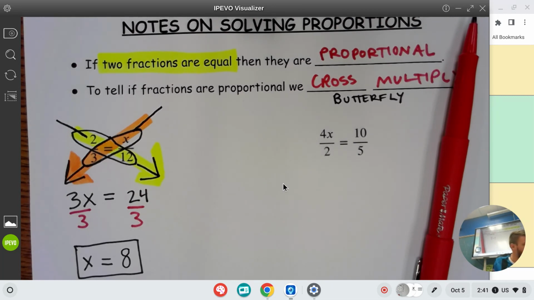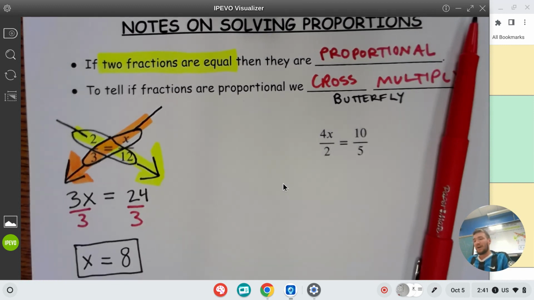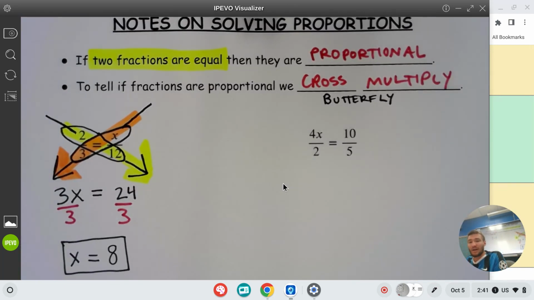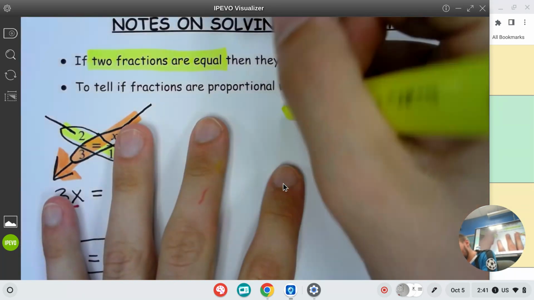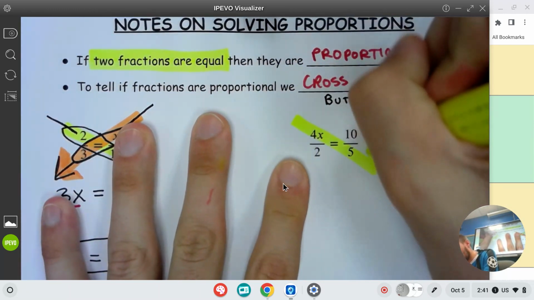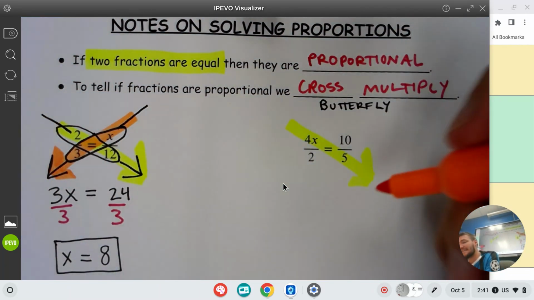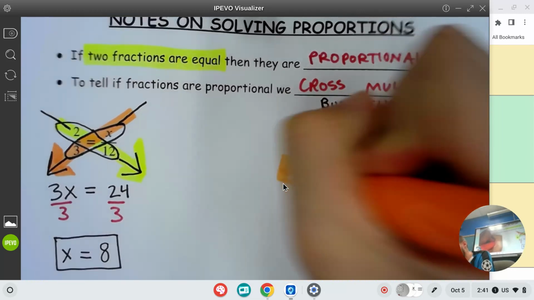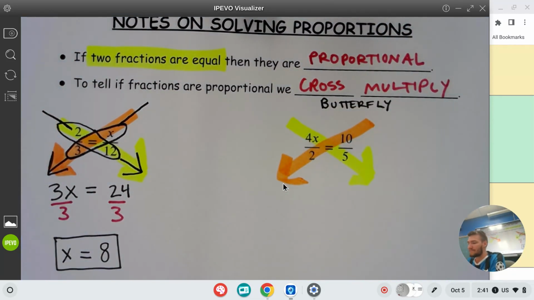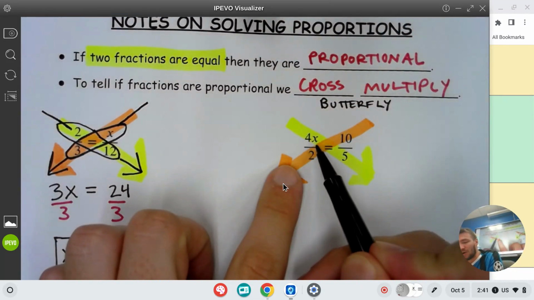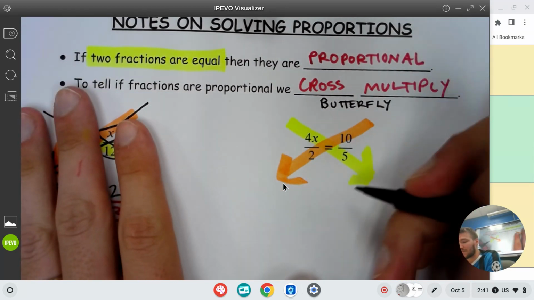Come on. All right, moving on to number 2. It does not get more complicated. That's it, right? Diagonally multiply these two things, and diagonally multiply these two things. What is 4x times 5? 20. You're correct.